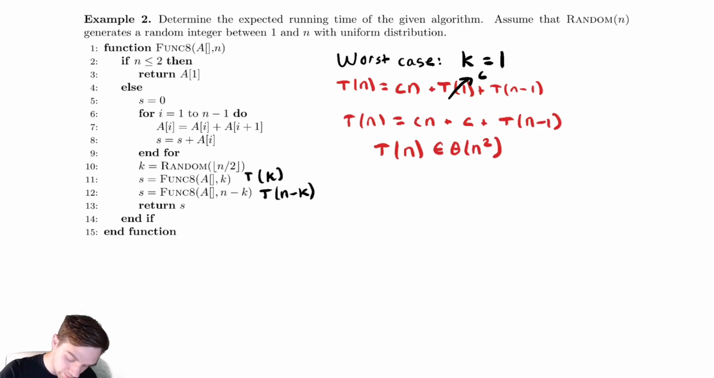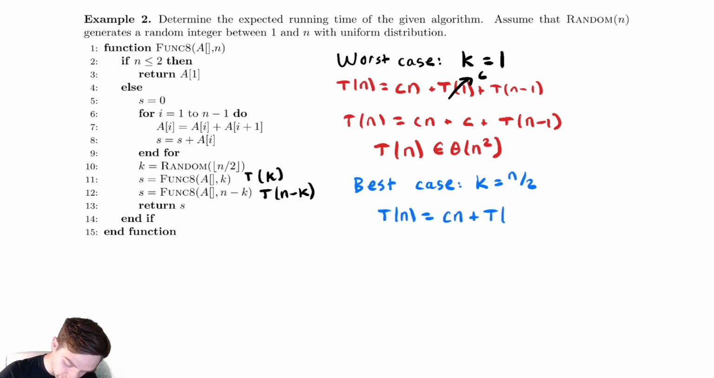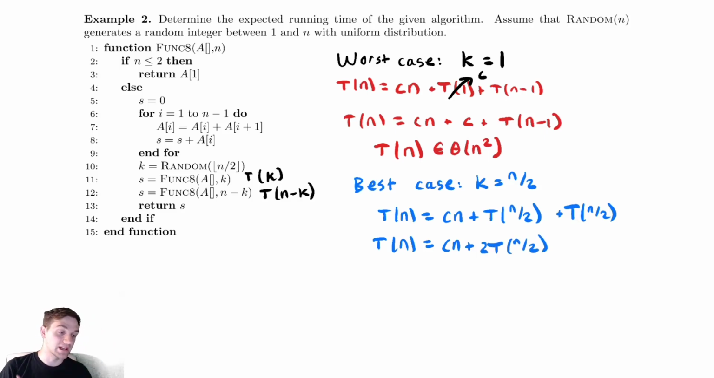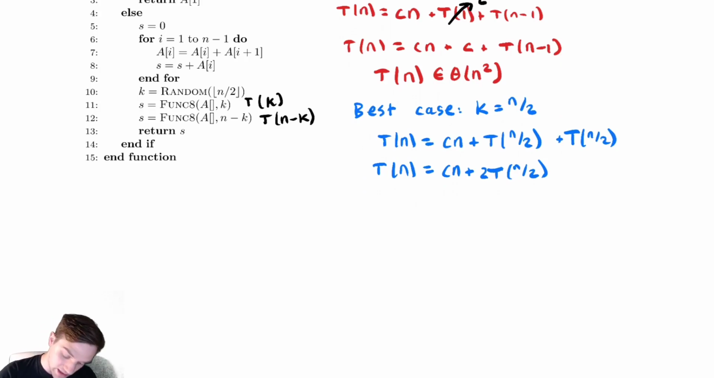Now let's do the best case. The best case will be k is equal to n over 2. So if we do that, we have T of n equals cn plus T of n over 2 plus T of n over 2. This is T of n is equal to cn plus 2 copies of T of n over 2. And you might remember that that is actually, in fact, the exact same recurrence relation that we saw when we studied merge sort, and it will also have the same complexity, of course. So I again leave this to you as an exercise to repeat and practice with these things. This should be T of n is in theta of n log n.